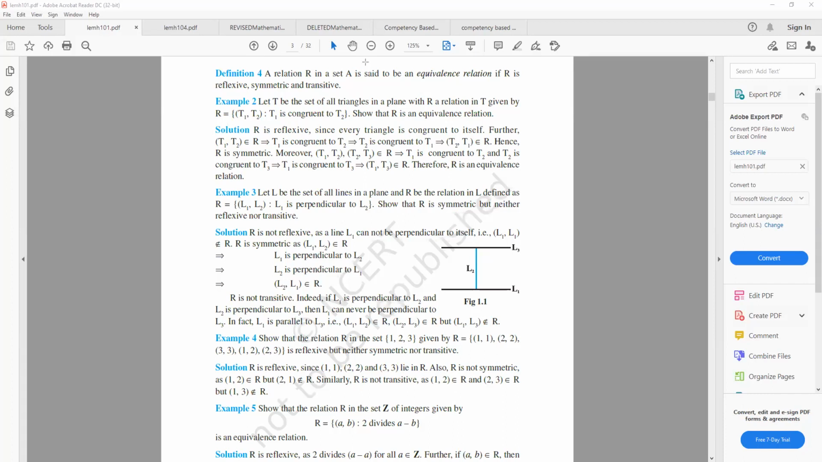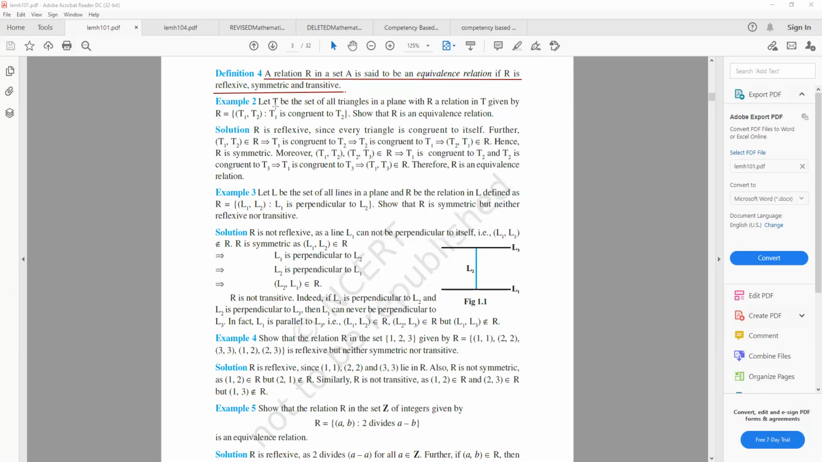And a relation R is said to be equivalence relation if it is reflexive, symmetric, and transitive. A relation reflexive भी है, symmetric भी है, transitive भी है. ये तीनों है तो हम बोल सकते हैं it is an equivalence relation. Yesterday we have seen one example.